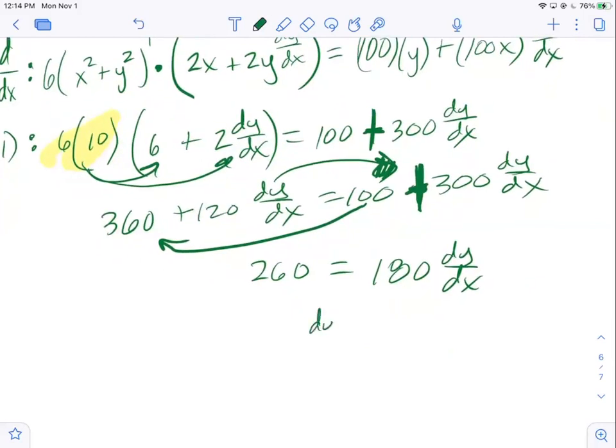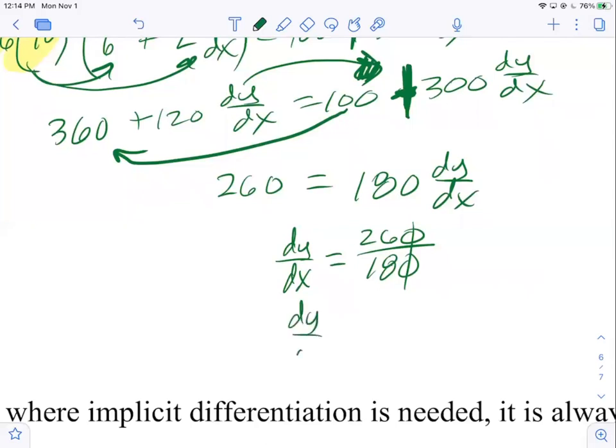Now we divide through by 180, and you get 260 over 180. The trailing zeros divide out. There would be no need to simplify, though, right? But I'm going to. So 260/180 is 26/18, and there's still a 2 in there, so it becomes 13/9. Wow, all that work.